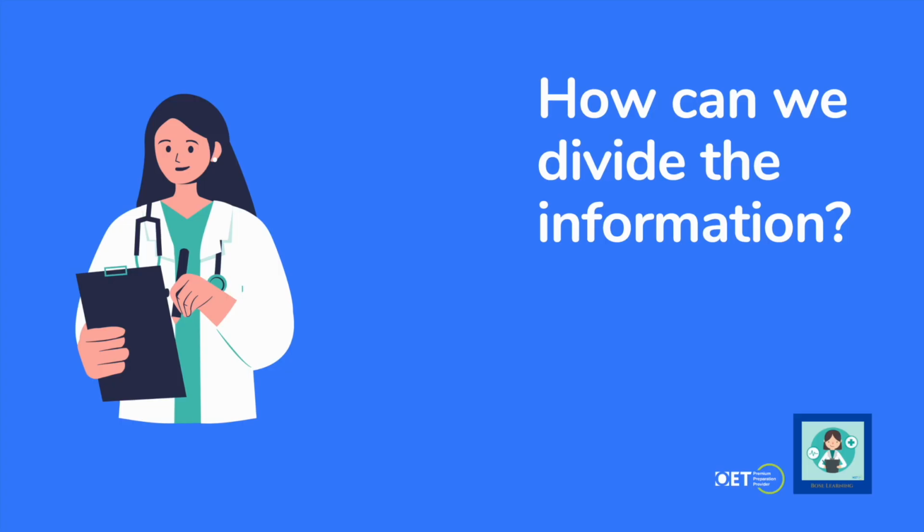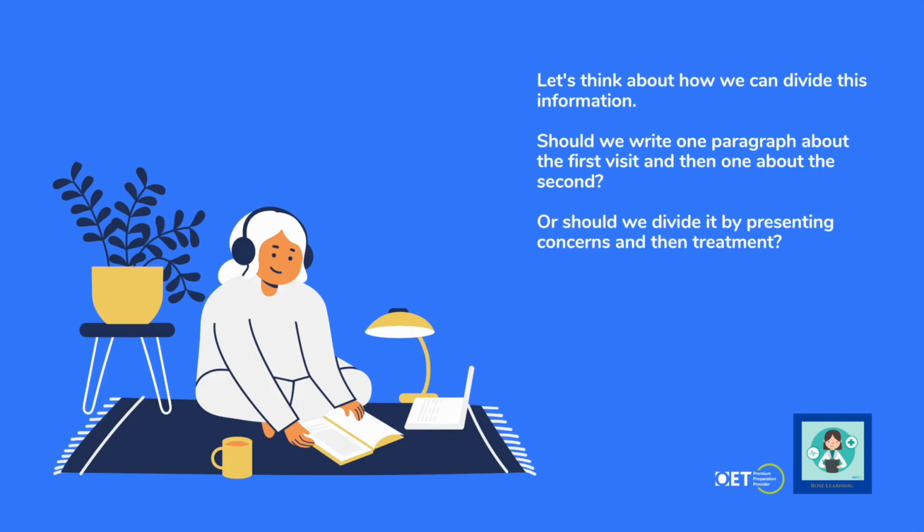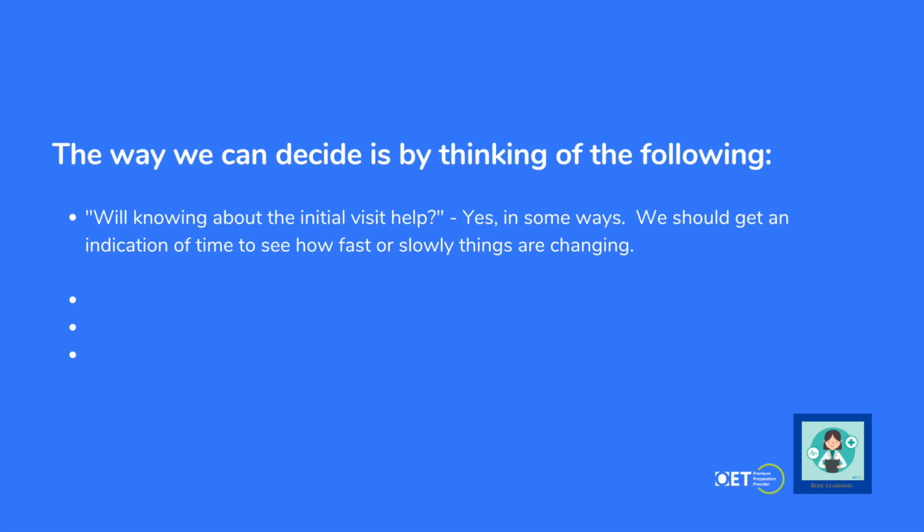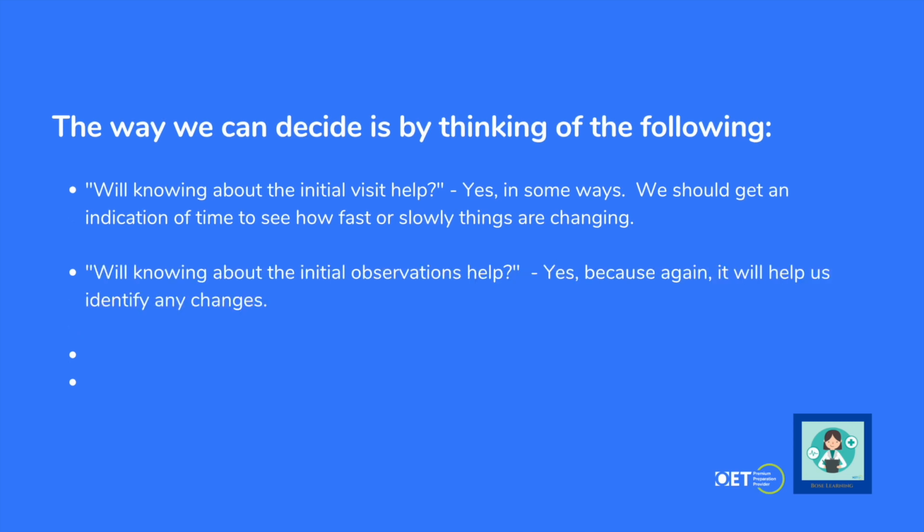So how can you divide the information about these two visits into your letter? Should you write one paragraph about the first visit and then one about the second? Or should you divide it by presenting concerns and treatment? I would think of it this way. Will knowing about the initial visit help the reader? And yes, it will, because we'd get an indication of time to see how fast or slowly things are changing.